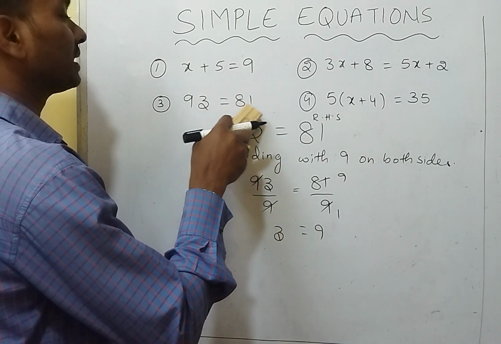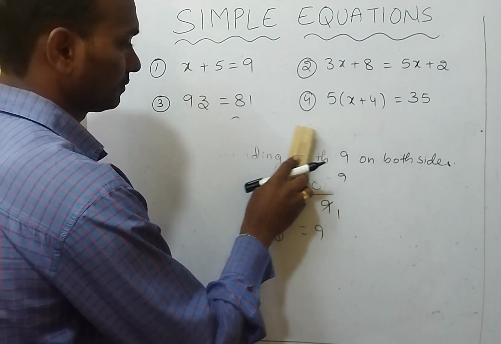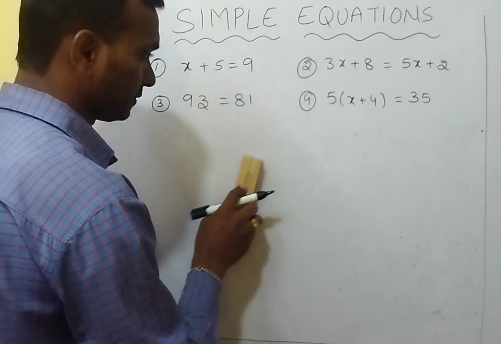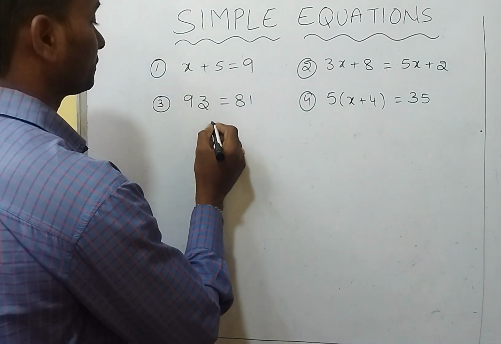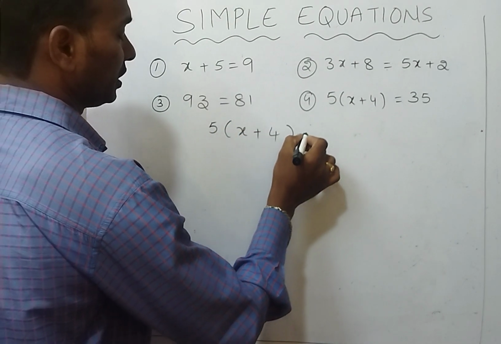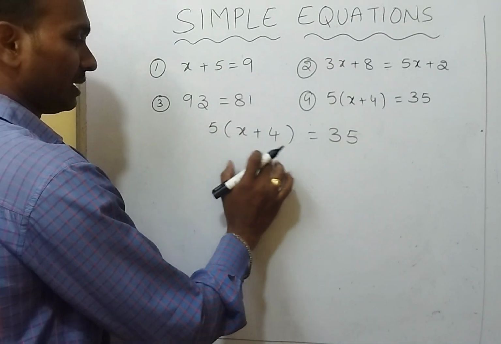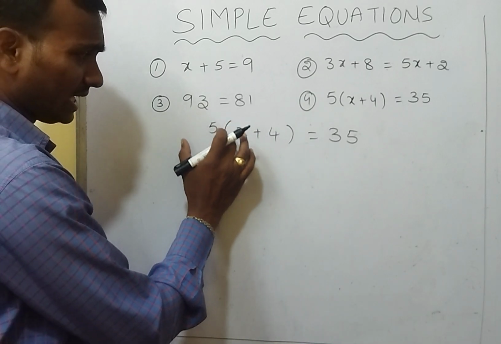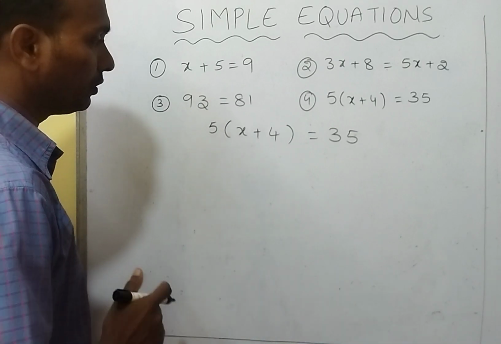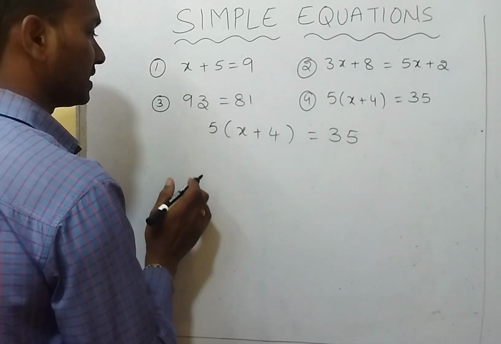This is called the balancing method, or we can say the elimination method. Next question. 5 into (x plus 4) equal to 35. These two are in multiplication. So x is a variable, but here two more numbers are there, 4 and 5. We should eliminate that 5 and 4. First, these two are in multiplication, so we can divide by 5 on both sides to eliminate this 5.